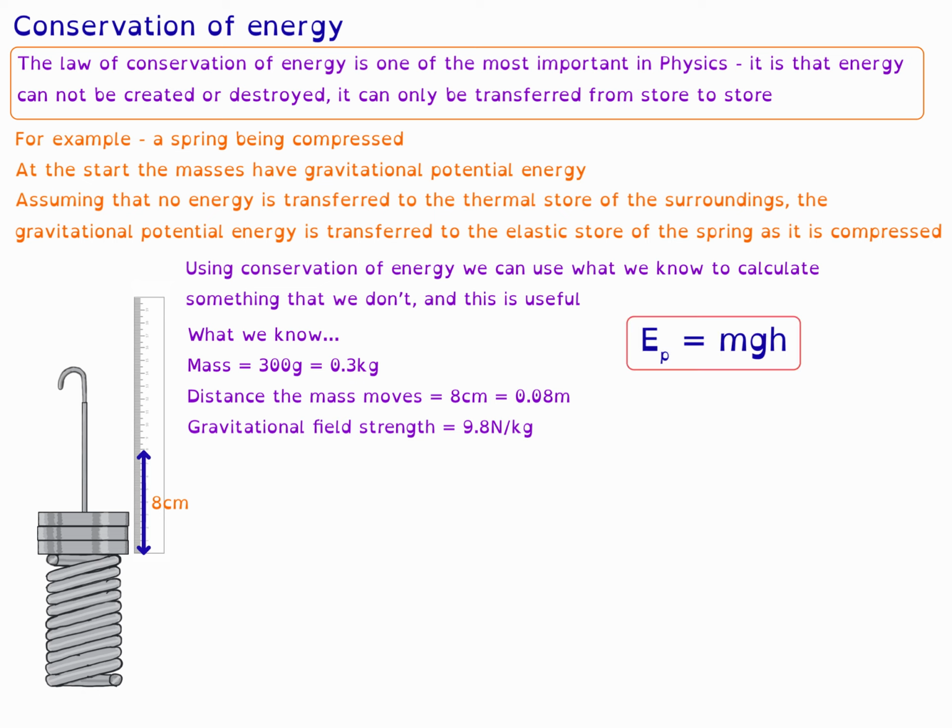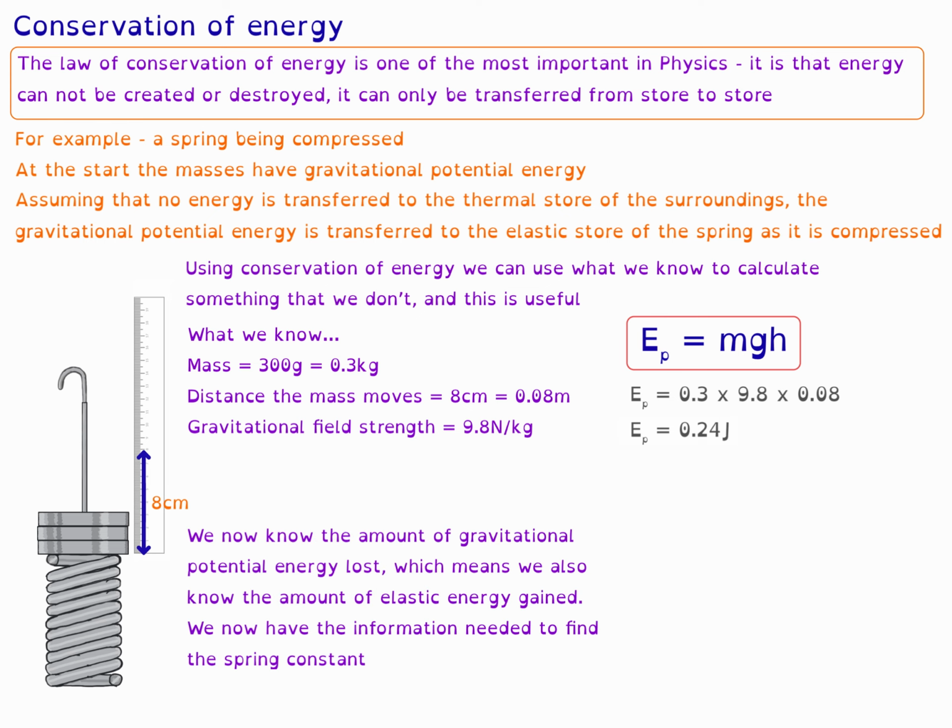Using the equation for gravitational potential energy, which is m times g times h, we can work out the amount of gravitational potential energy in the store at the start of this process. So that's 0.3 times 9.8 times 0.08, which gives us our gravitational potential energy of 0.24 joules. We now know the amount of gravitational potential energy lost by the masses, which means we also know the amount of elastic energy gained. We now have the information needed to find the spring constant.